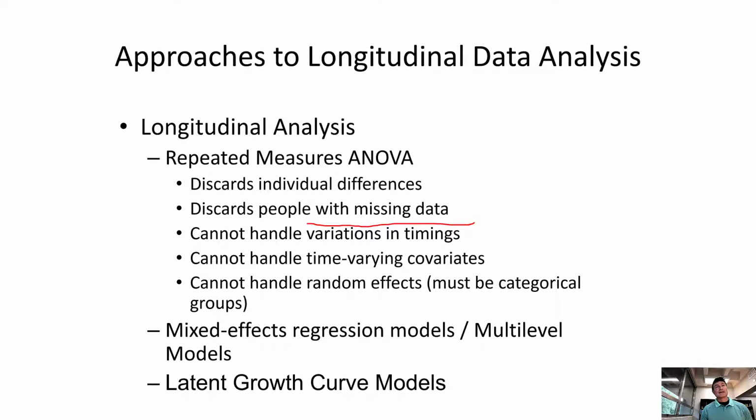Again, we can't handle missing data very well with repeated measures ANOVA. We can't have variations in timing so that people are measured at different waves. We can't have time varying covariates, and any sort of predictors we're going to look at have to be categorical. So if we want to look at a group difference over time, it has to be categorical. You're in one group or another group. We can't handle different amounts of anxiety. We have to break it into low and high amounts of anxiety for those group effects. And basically we can only look at fixed effects.